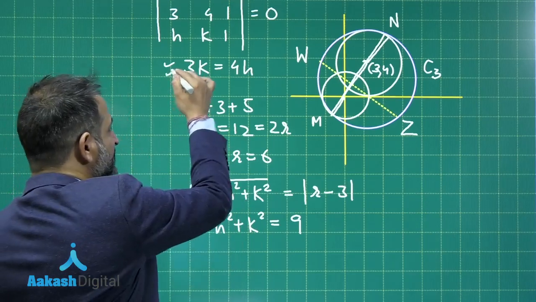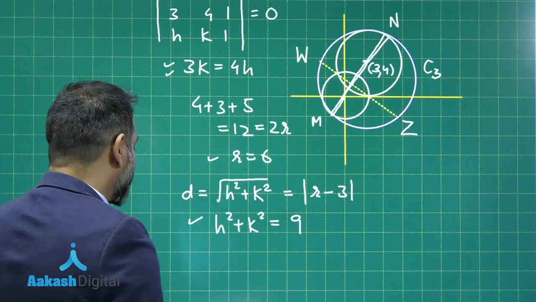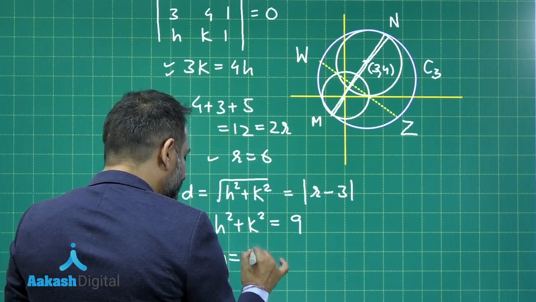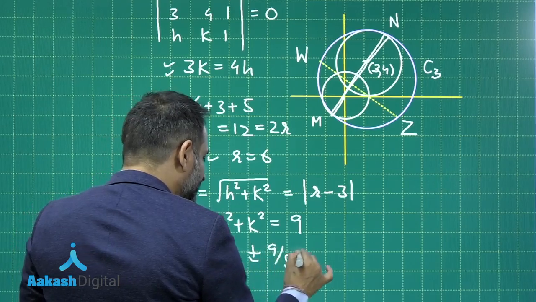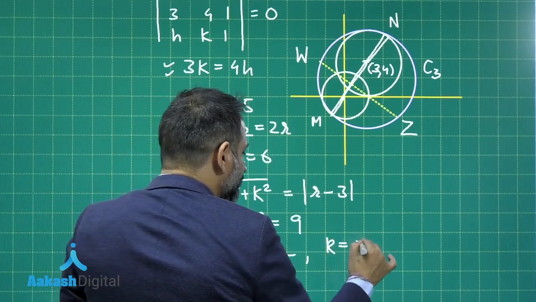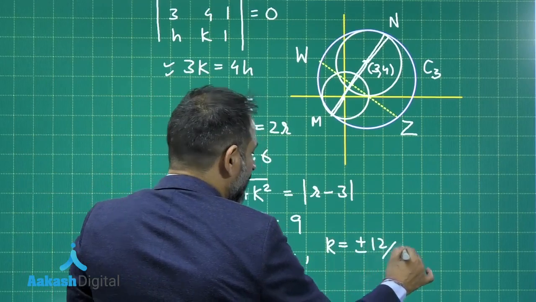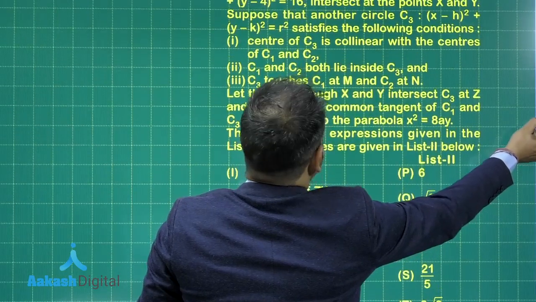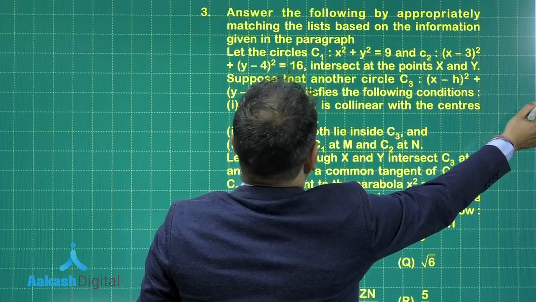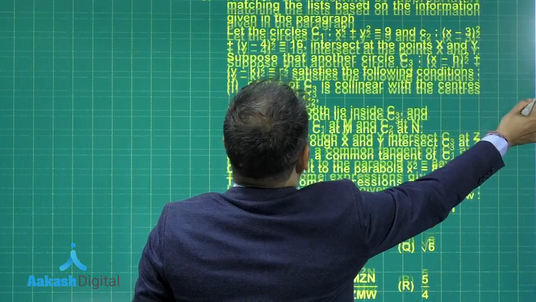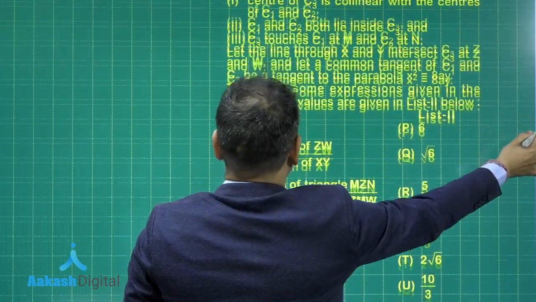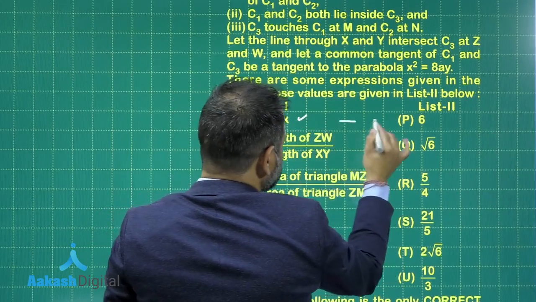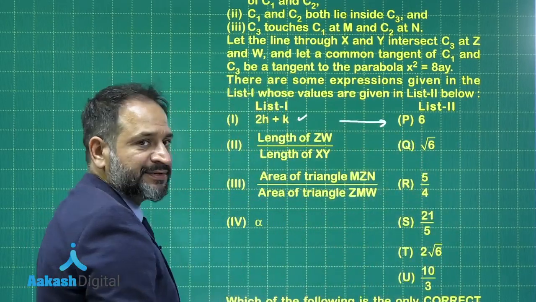The first one was this. So from here we can calculate the values of h and k. So h from here will be equal to plus minus 9 by 5 and k will be equal to plus minus 12 by 5. Now it is also given that the circle C3 is there. So if you calculate the values here, you will see 2h plus k is equal to 6. So for the first, the correct option is P, that is equal to 6.